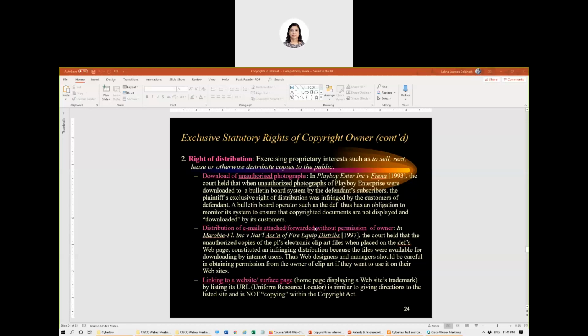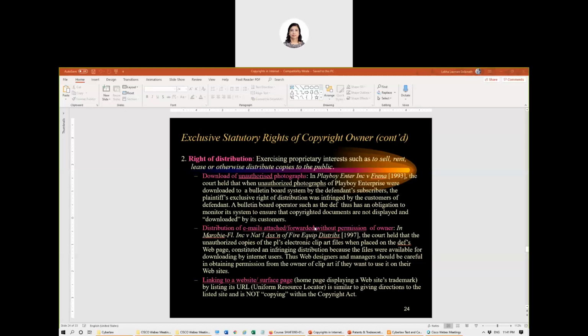So actually, the bulletin board operator is the contributory infringer. Yeah, we are going to learn that in a while, but they have contributed to the infringement of the right of the copyright owner by providing a bulletin board system where the subscribers were able to use their system to download the unauthorized photographs.